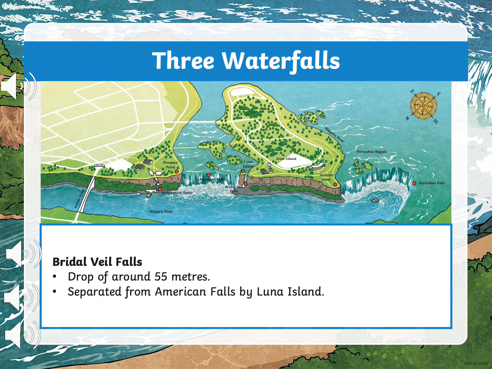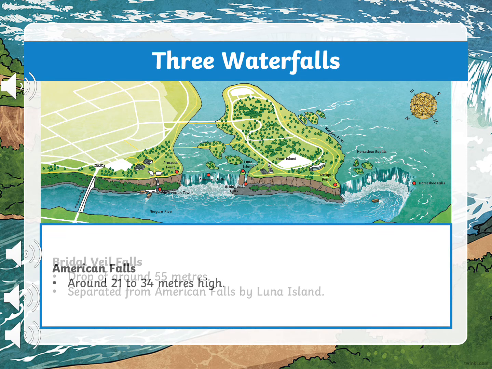Three waterfalls of the Niagara Falls. The first one is called Bridal Veil Falls, a drop of around 55 meters. It is separated from American Falls by Luna Island. The second one is called American Falls. It is around 21 to 34 meters high.